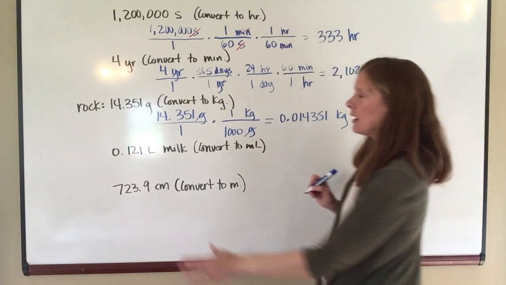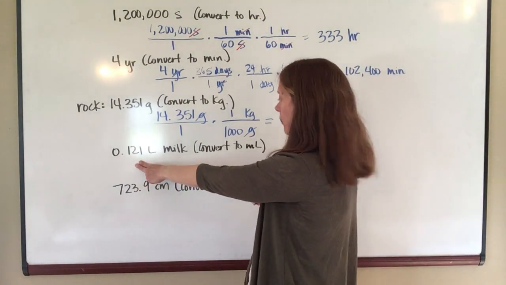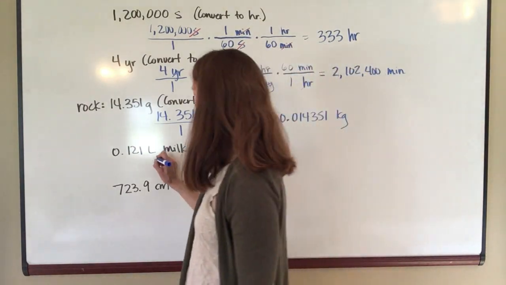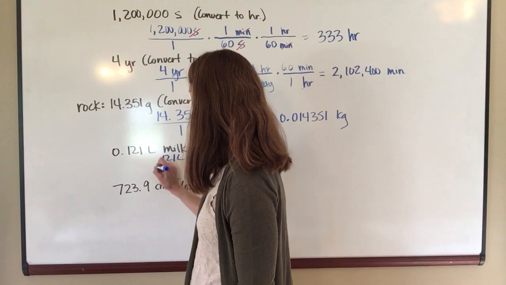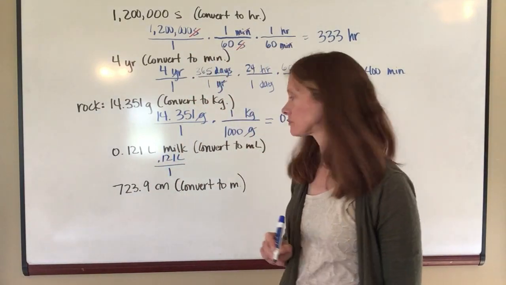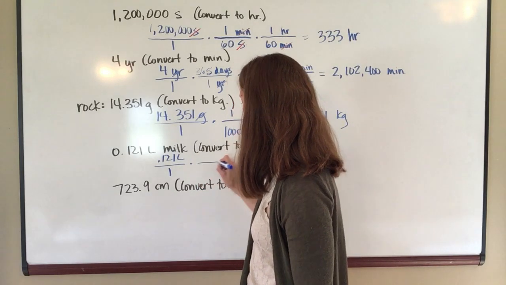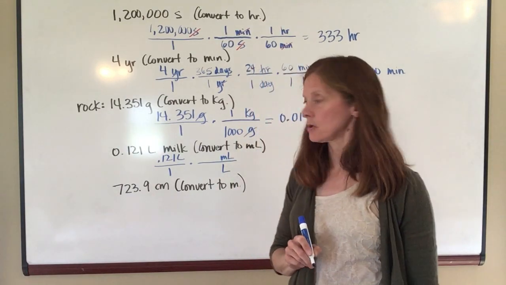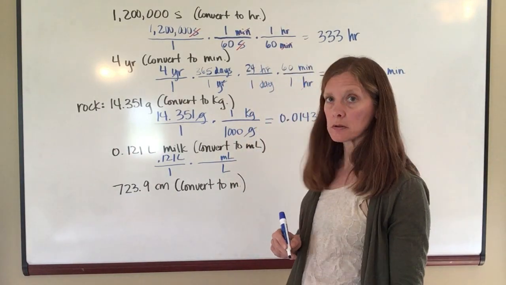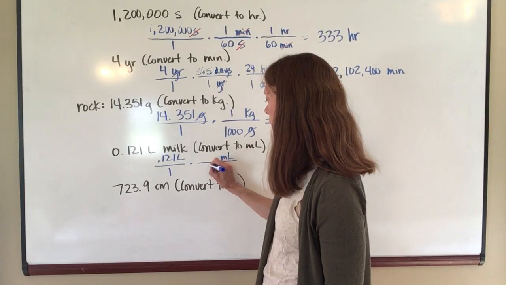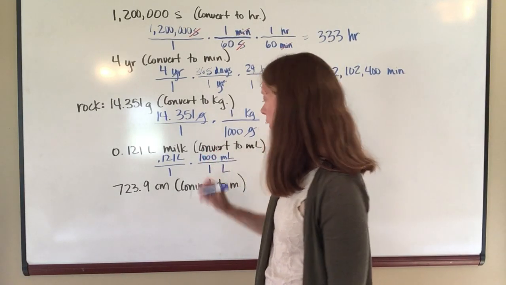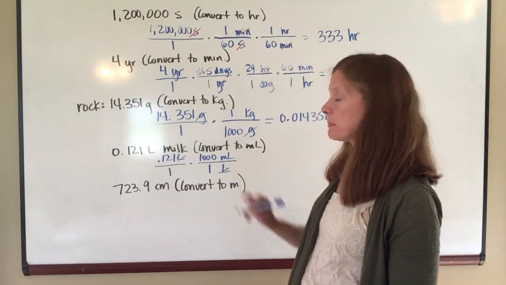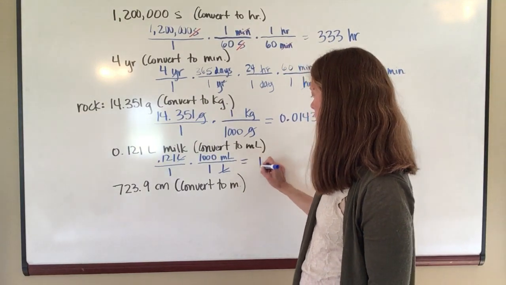Okay? I have 0.121 liters of milk. I want to convert that to milliliters. So I'm going to take the 0.121 liters and put it over 1. And then I need to get rid of liters. I need to convert it to milliliters. Okay? What do I know about liters and milliliters? Well, again, you should have memorized in 1 liter, there are 1,000 milliliters. And so my liters will cancel out. I'm multiplying by 1,000, and so that's going to give me 121 milliliters.